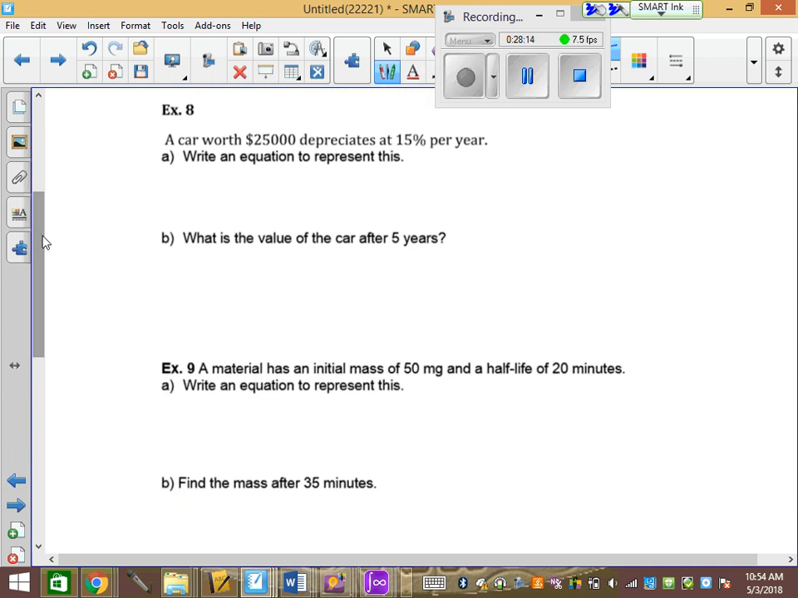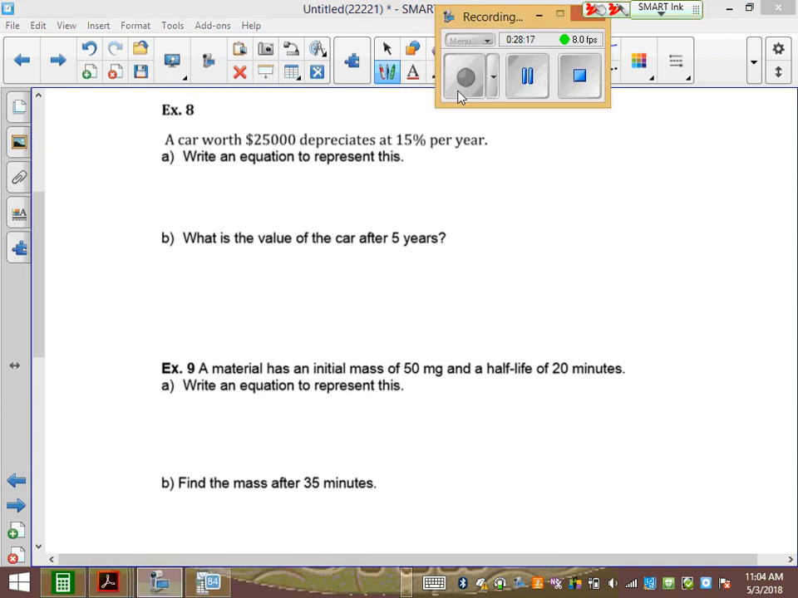Try this one out. A car is worth $25,000. Is that initial or final? That is initial, yes, it is. Okay, 25,000. And it depreciates by 15% per year.